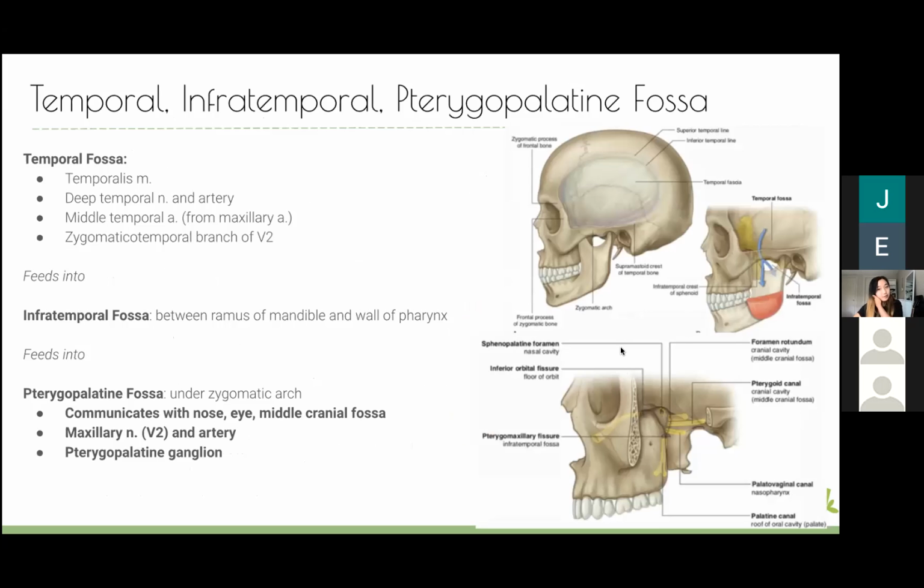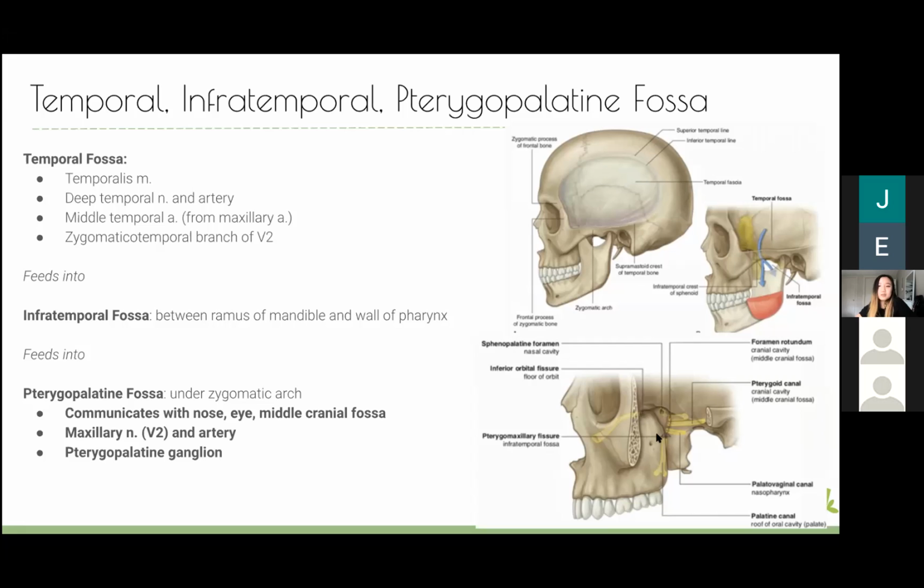You don't have to know this very well, but I think it helps orient you a little bit. Your temporal fossa is right here. It feeds into your infratemporal fossa, and then that goes into your pterygopalatine fossa, which is kind of like behind here. And your pterygopalatine fossa is really complicated, so they're not going to expect you to know it that well, in my opinion. I think we've had one question on it maybe.